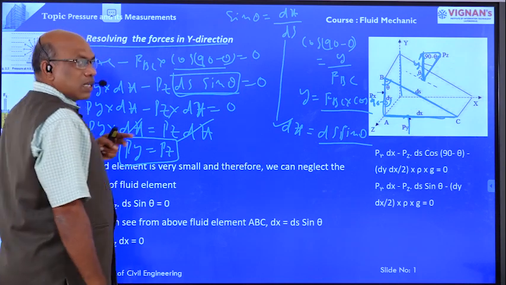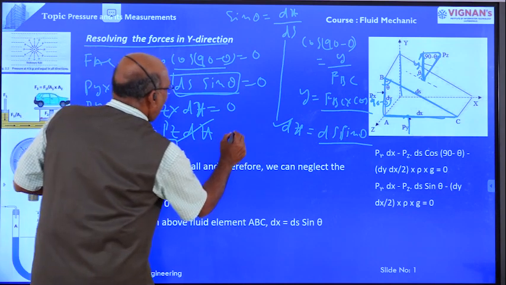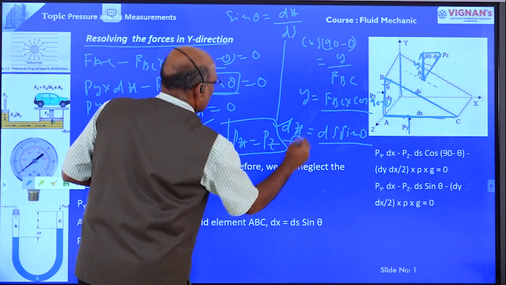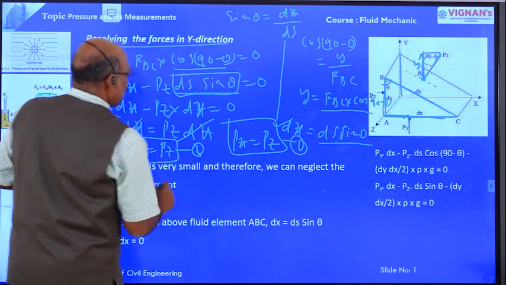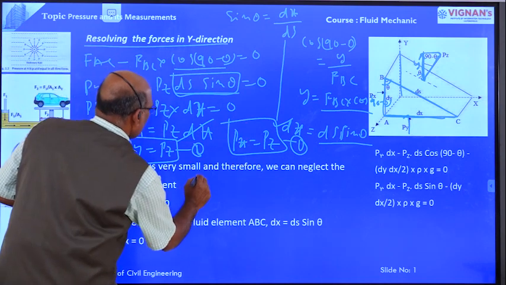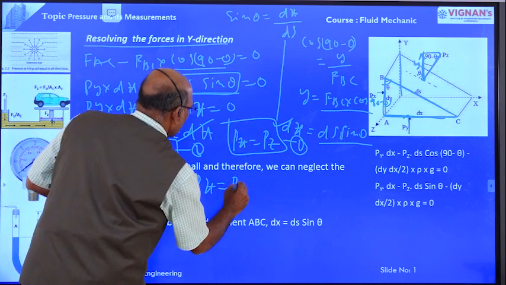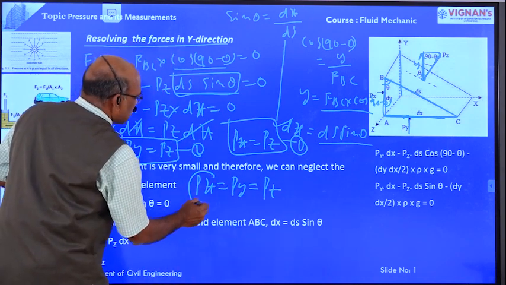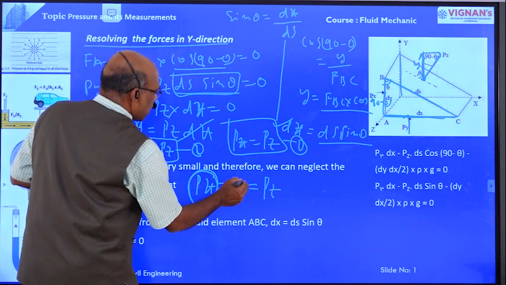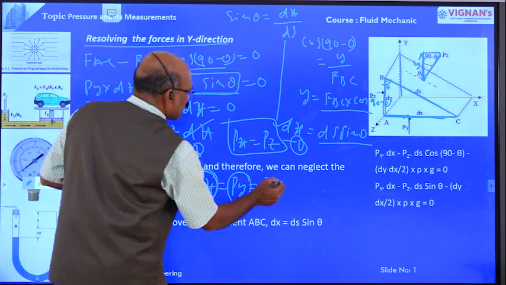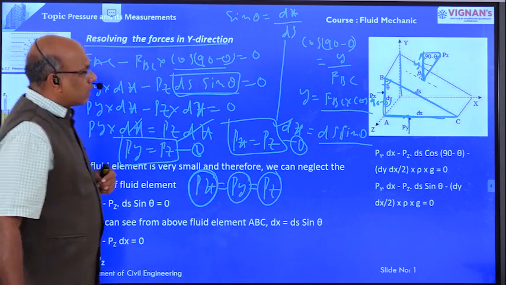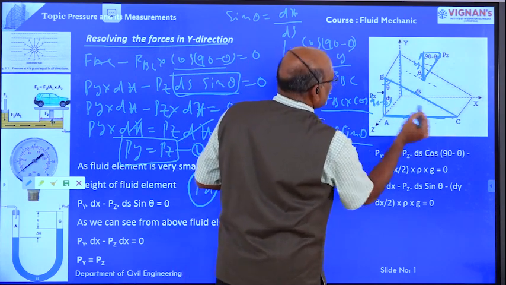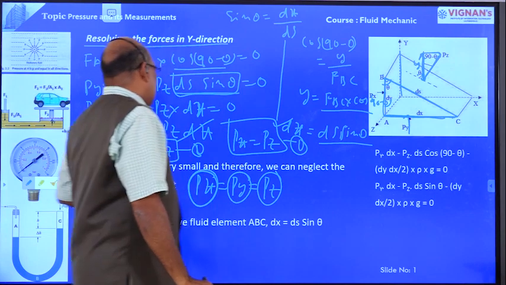In the earlier step, resolving the forces in the x direction, we have px is equal to pz. This is already derived here. Therefore, from these two equations, px is equal to py is equal to pz. That means the pressure in the x direction is equal to the pressure in the y direction is equal to the pressure in the z direction, or the pressure on face AB is equal to the pressure on face AC is equal to the pressure on face BC.